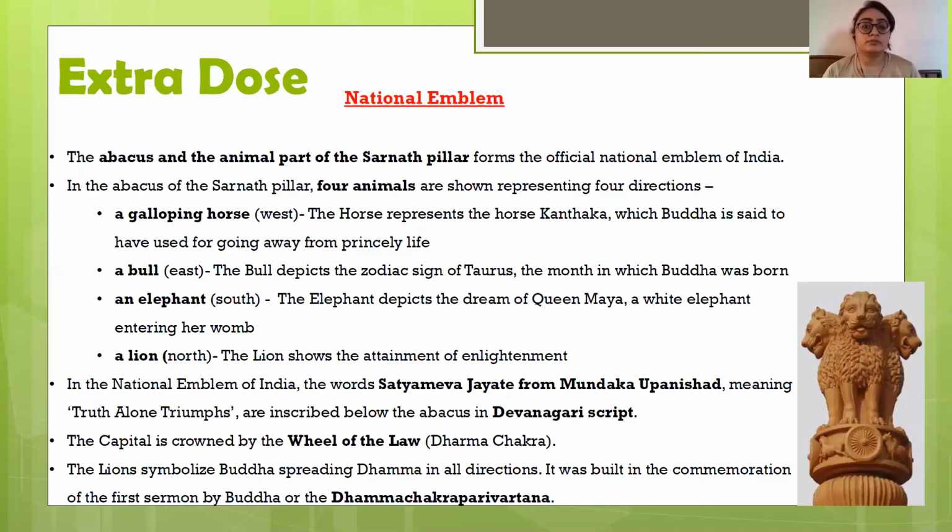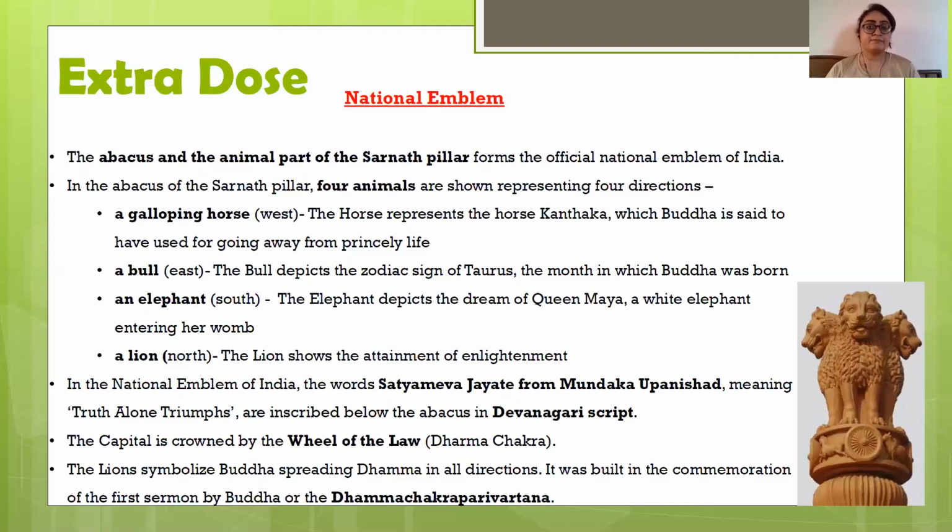Then what does the bull represent? The bull depicts the zodiac sign of Taurus, the month in which Buddha was born. So Buddha was born in the month of Taurus, and this bull represents that sign. Then the elephant depicts the dream of Queen Maya, a white elephant entering her womb.